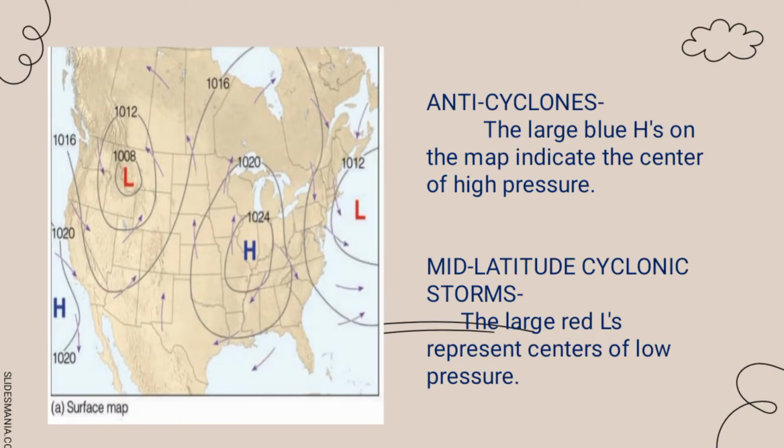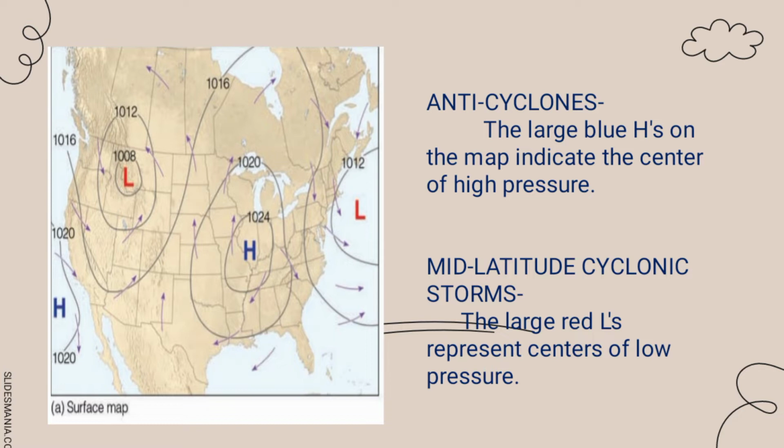In the second slide of my presentation, you can see a map, a surface map to be exact, in which the large blue H on the map indicate the center of high pressure or the anticyclones, while the large red L's represent centers of low pressure or the mid-latitude cyclonic storms or depression.